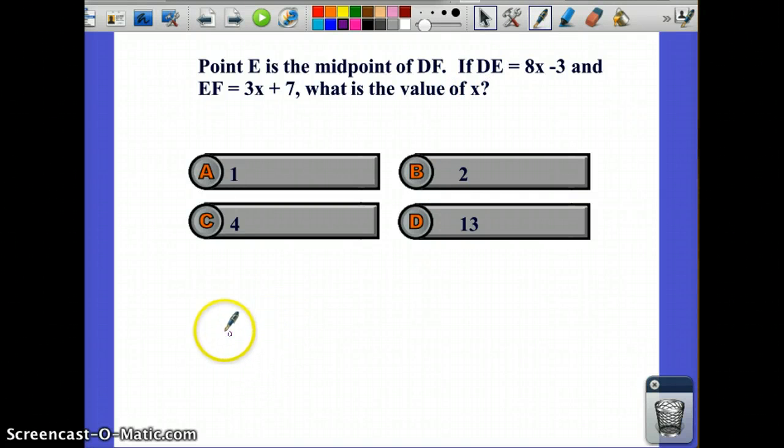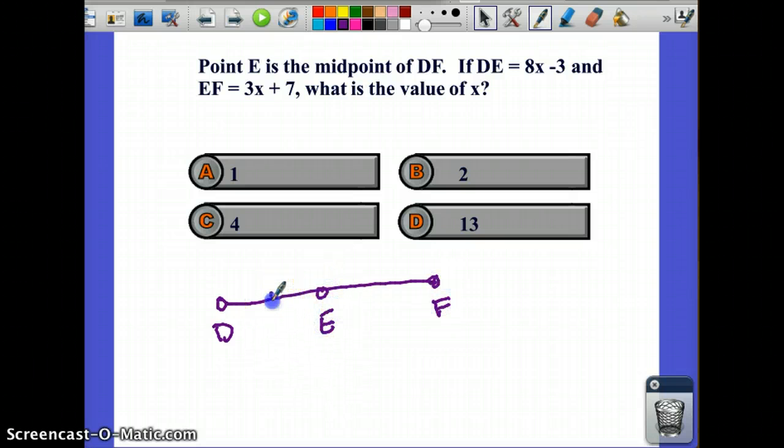Moving on here, point E is the midpoint of DF, and in DE and EF we know the values. So we have to find the value of x. The first thing we want to do here is sketch. We know point D, we know point F, and we know point E is the midpoint, which tells us that these two segments are the same. Pause the video here to try this problem.